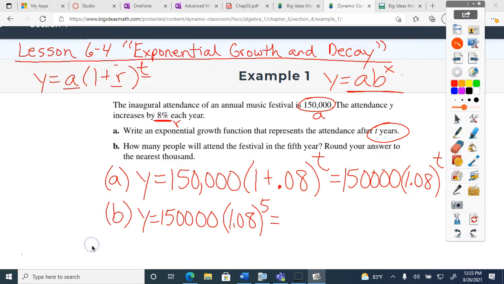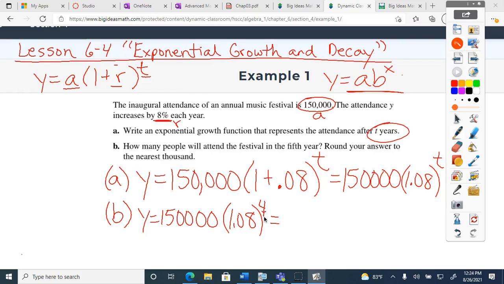It didn't say 5 years later. It said in the 5th year. So you don't put 5, because the first year was 150,000, so you have to put a 4. So when it says 6, you have to put a 5. It's all in how it's worded, Katrina, because there will be some times where you do put the 5.